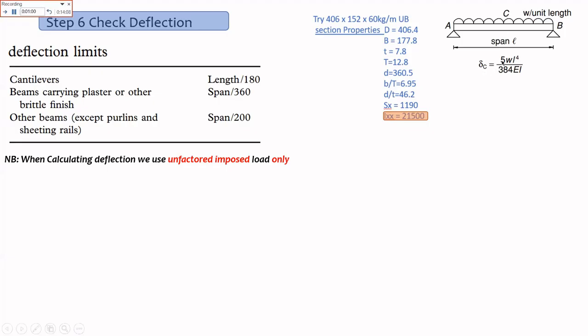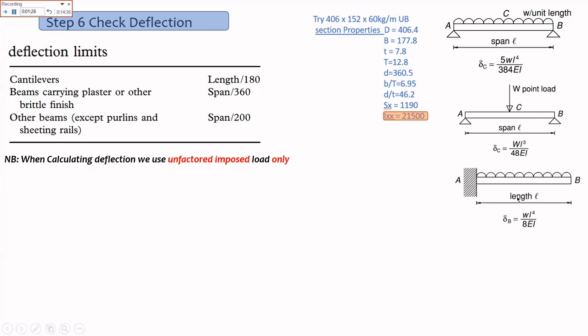The deflection is given by 5WL⁴ divided by 384EI. For a beam carrying a point load at the center, the deflection is WL³ divided by 48EI. E is basically the Young's modulus, and I is the second moment of area.